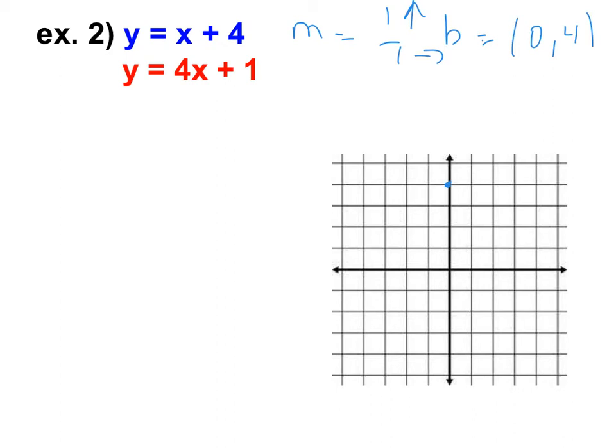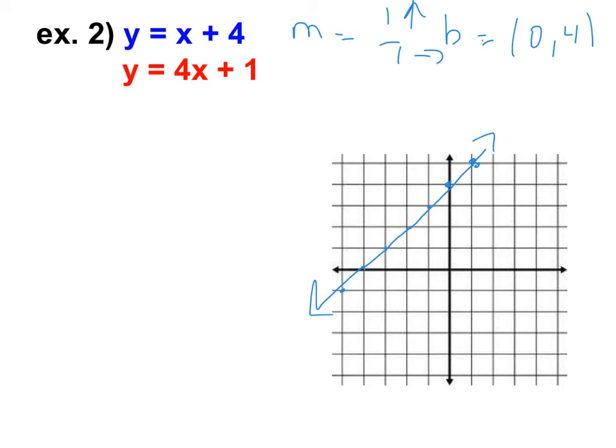So up 1, 1 to the right. I run out of room right away. So I'm going to start going in the other direction. Down 1 and 1 to the left, down 1, 1 to the left, and so on. Okay, so there's my first line.